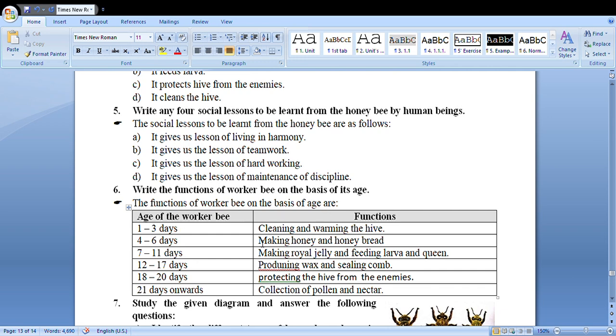age of the worker bee functions: 1 to 3 days cleaning the hive and warming the hive, 4 to 6 days making honey and honey bread, 7 to 11 days making royal jelly and feeding larvae and queen, 12 to 17 days producing wax and sealing the comb, 18 to 20 days protecting the hive from the enemies, 21 days and onwards collection of pollen and nectars.